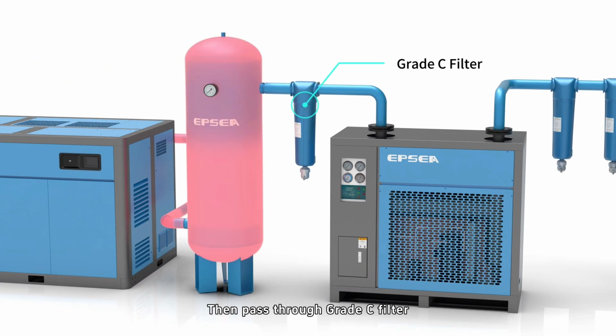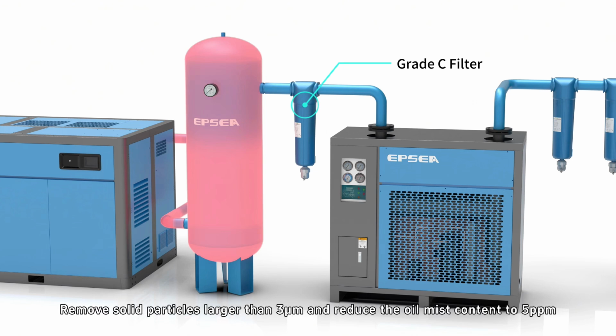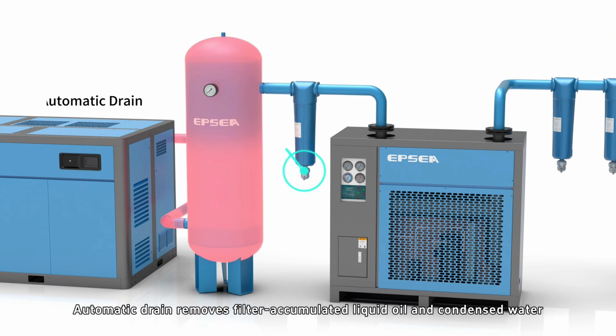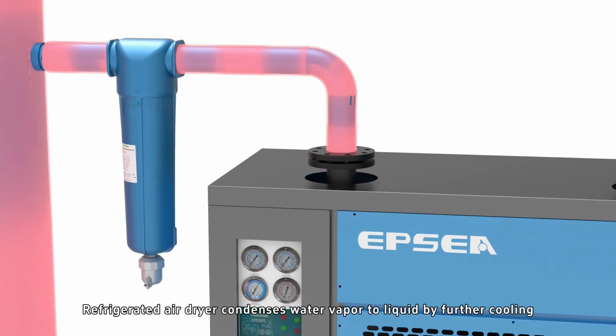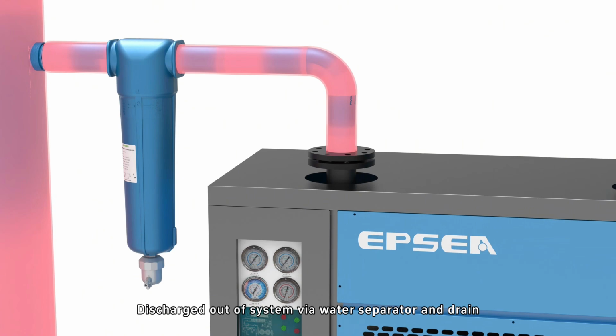Then it passes through the grade C filter, which removes solid particles larger than 3 micrometers and reduces the oil mist content to 5 ppm. An automatic drain removes the liquid oil and condensed water accumulated in the filter. The refrigerated air dryer condenses water vapor to liquid by further cooling, discharged out of the system via a water separator and drain.